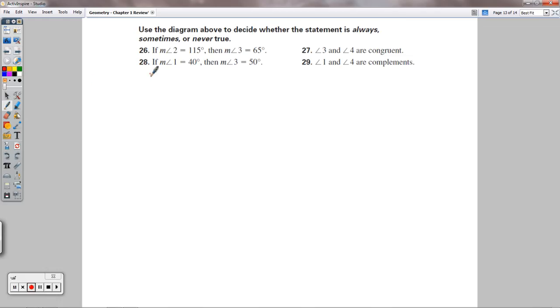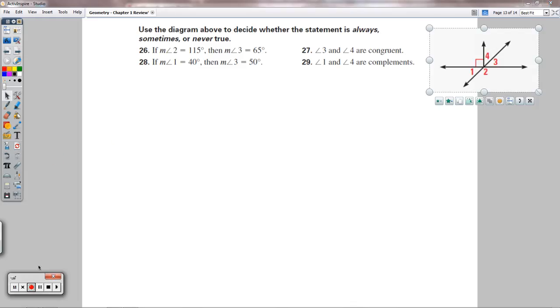Alright, we're almost there. Just a couple more batches to go here. Use the diagram above to decide whether this statement is always, sometimes, or never true. Where is the diagram above, Mr. Wagner? I don't know. Let me go find it just a second. There's my missing diagram. So use the diagram above, or to the right here is where we have it, to decide whether the statement is always, sometimes, or never true.